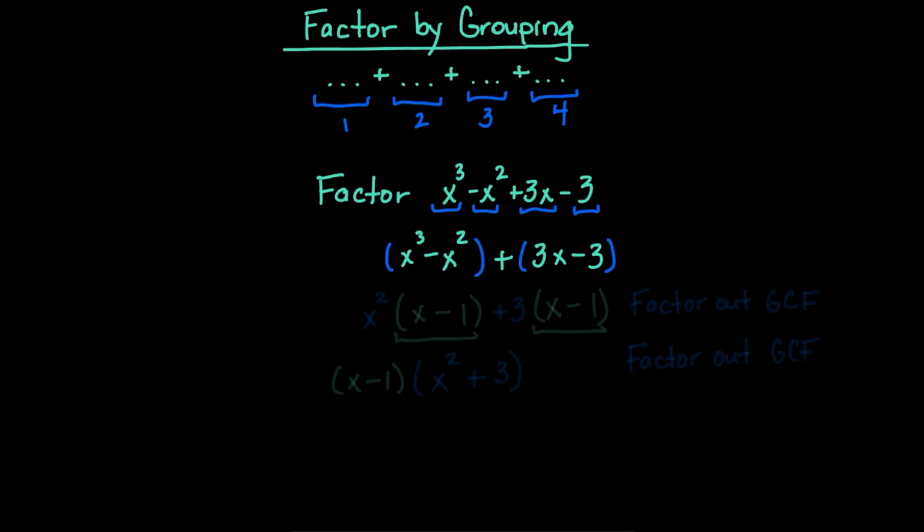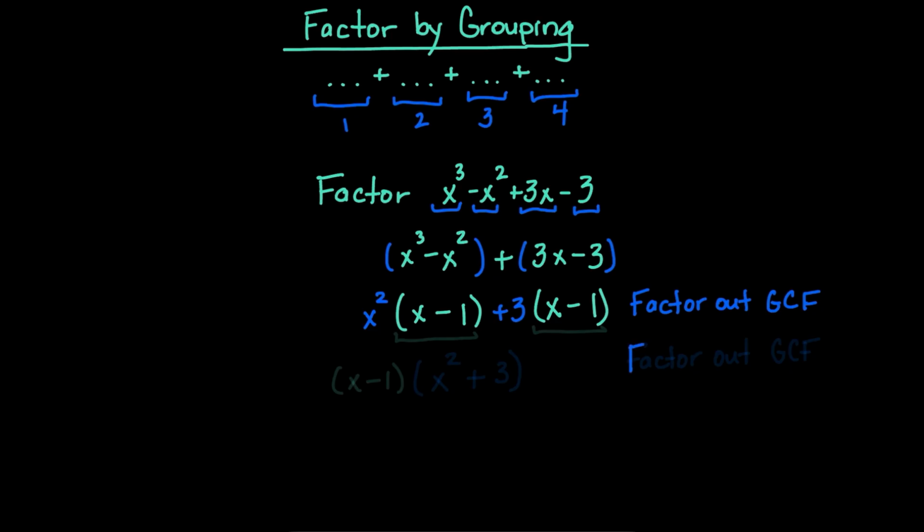Then we factor out the GCF of each set. In my first set of parentheses, the GCF would be x squared. x cubed divided by x squared is x. And x squared divided by x squared is 1. In the second set of parentheses, the GCF is 3. 3 divided by 3 is 1, and 1 times x is x, minus 3 divided by 3 is 1.